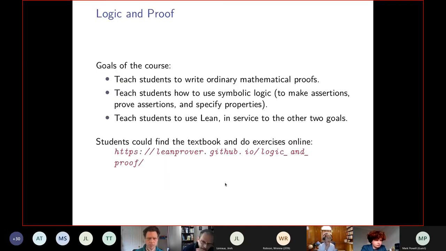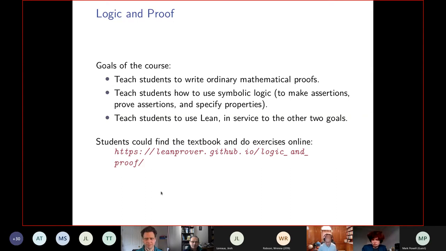So Logic and Proof: the stated goals of the course were to teach students how to write ordinary pen and paper, readable, literate mathematical proofs. Also to teach them symbolic logic, how to write statements in symbolic logic and prove things in a formal proof system, and so on. And then Lean was used not as an artifact of interest in its own right, but as a way of helping students understand logic and as a way of helping students understand mathematics.